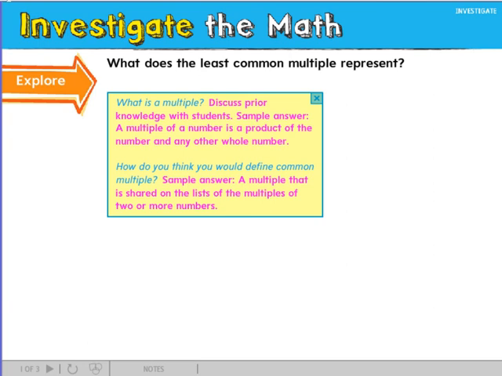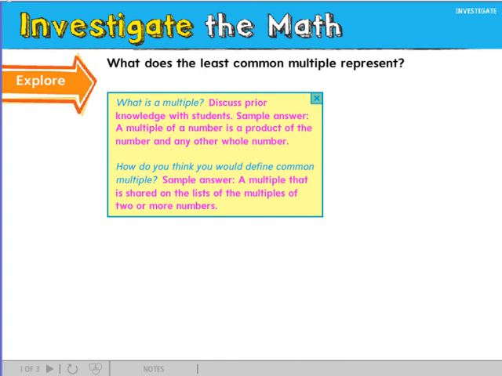A multiple is a multiplication. It is the product of a number and any other whole number. So for example, multiples of 2: 2, 4, 6, 8, 10. I can go on. Good job, Ricky. Those are multiples of 2. Those are all multiples of 2.